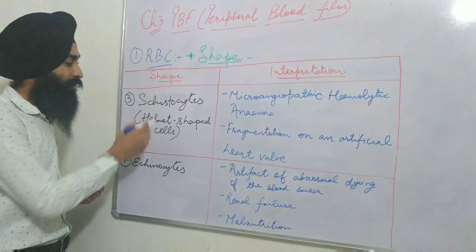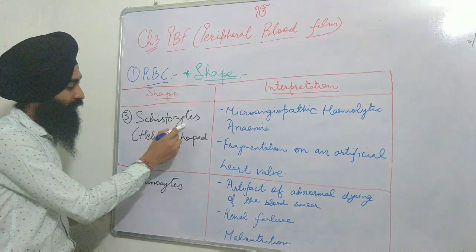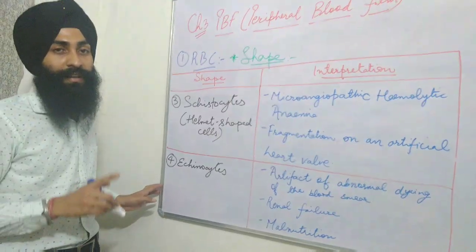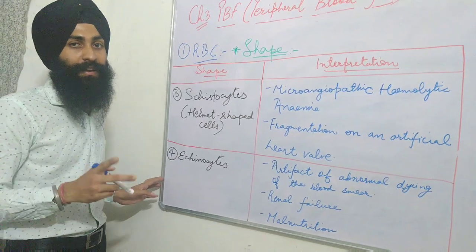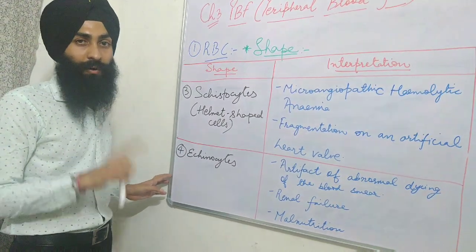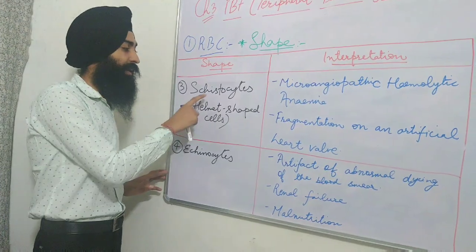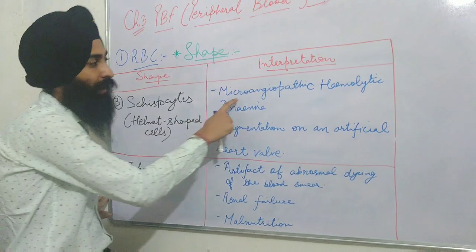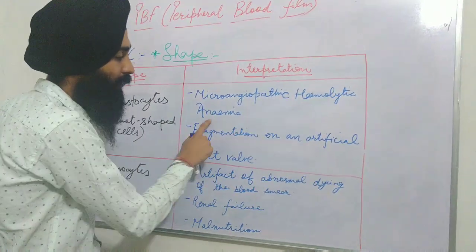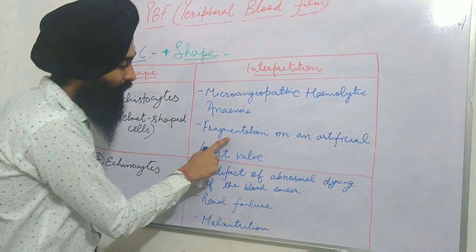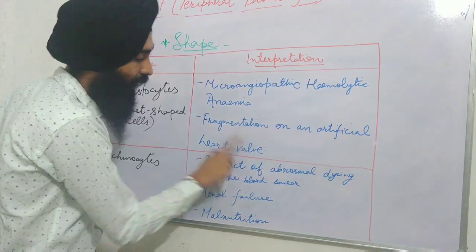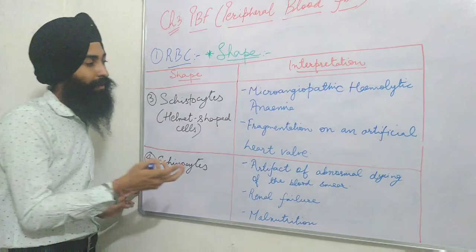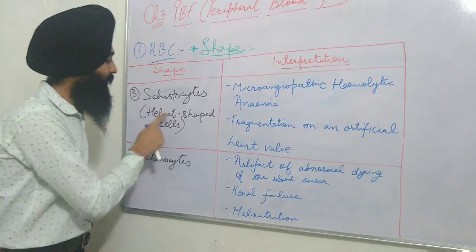Now let's move to the third type of shape, that is schistocytes or helmet shaped cells. As we already saw in the earlier one, in the second one they can write dacrocytes or tear shaped cells. Here also they can write either schistocytes or helmet shaped cells. Now they are seen in microangiopathic hemolytic anemia. And second one is fragmentation on an artificial heart valve. In the patients where there is an artificial heart valve implanted, in that case we can see schistocytes.